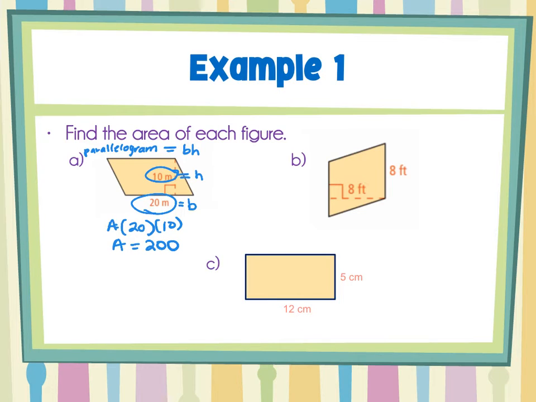Then the units is what we put on the end, and for area they're always squared. So whatever the unit is, which in this case is meters, we just write that squared. So it'd be 200 meters squared.